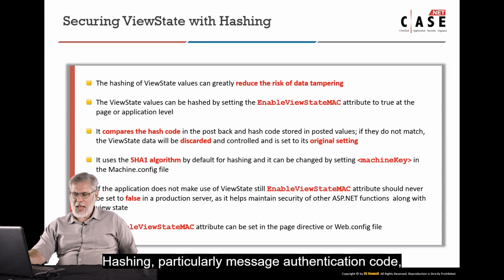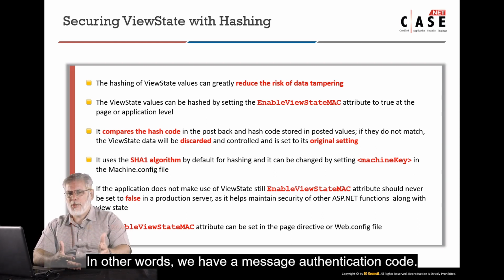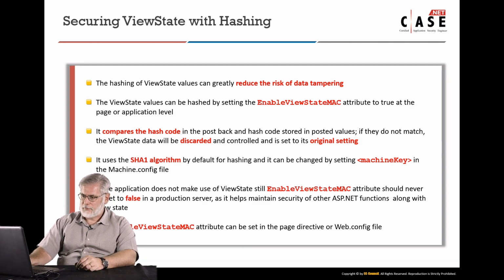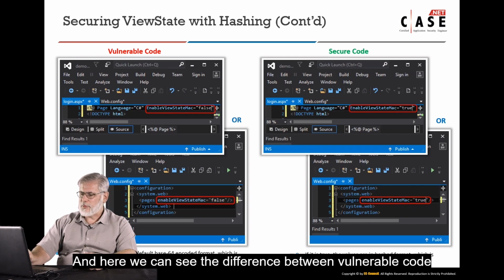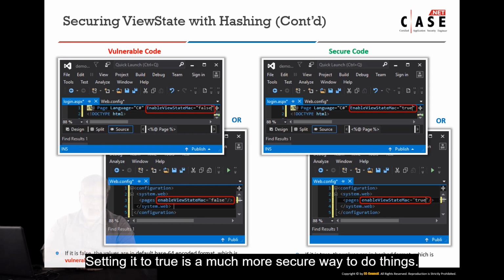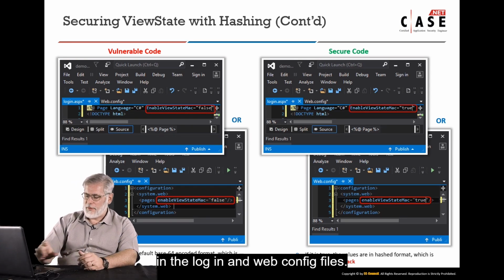Now, hashing, particularly message authentication code, as we've already seen in previous modules, is always the way to help ensure integrity and validity of data. In other words, we have a message authentication code. If an attacker is tampering with the data, we'll discover it. And here we can see the difference between vulnerable code and secure code by simply using the view state message authentication code. Setting it to true is a much more secure way to do things. It's a very simple thing to do in the web config files.